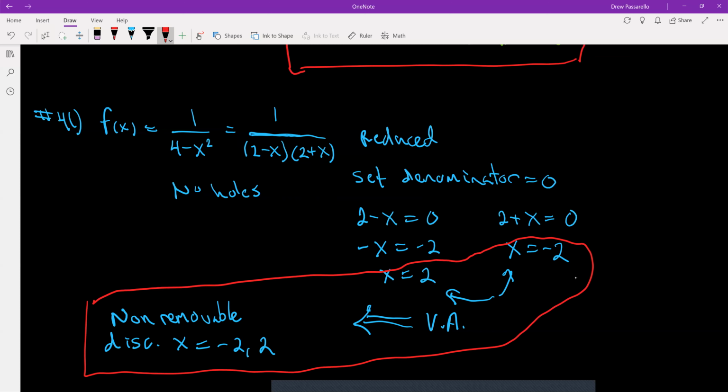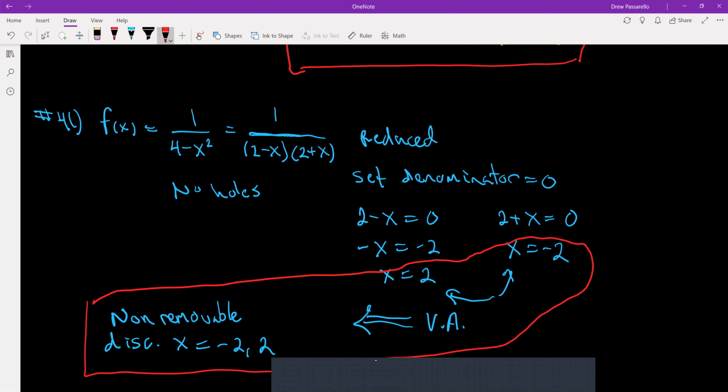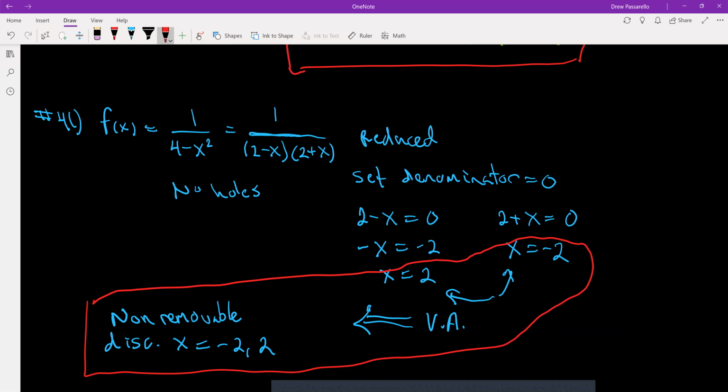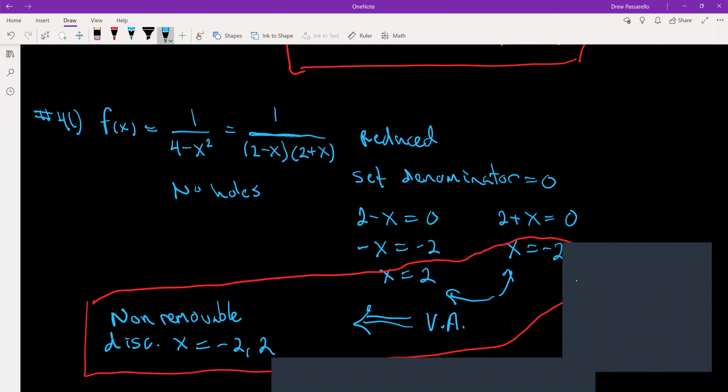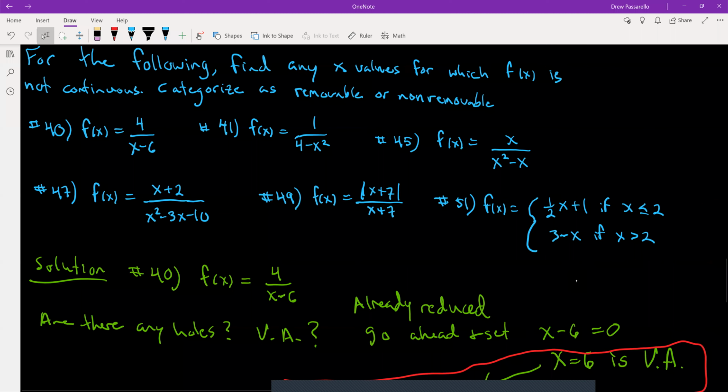All right, and they're non-removable because they're vertical asymptotes, and they're vertical asymptotes because there's no cancellation of factors from top and bottom, which would have given me a hole. Now the next one's number 45.